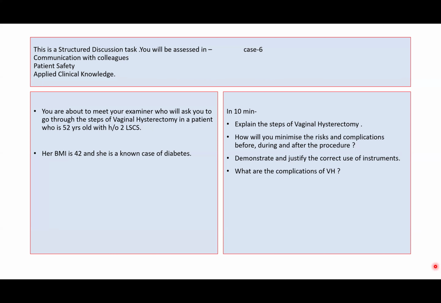My first step will be to evacuate the urine with a metal catheter, and the metal catheter will also help me to see the lower limit of the bladder, the extent of the bladder. Following this, after emptying the bladder, I'll do a bimanual examination to assess the mobility of the uterus, the size of the uterus, and also the adnexa.